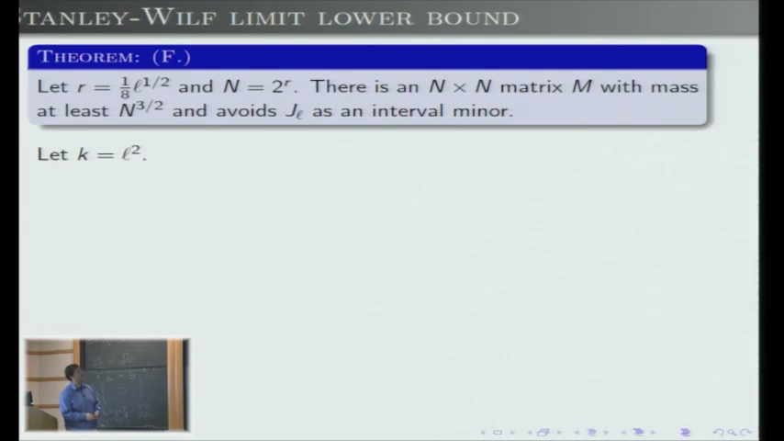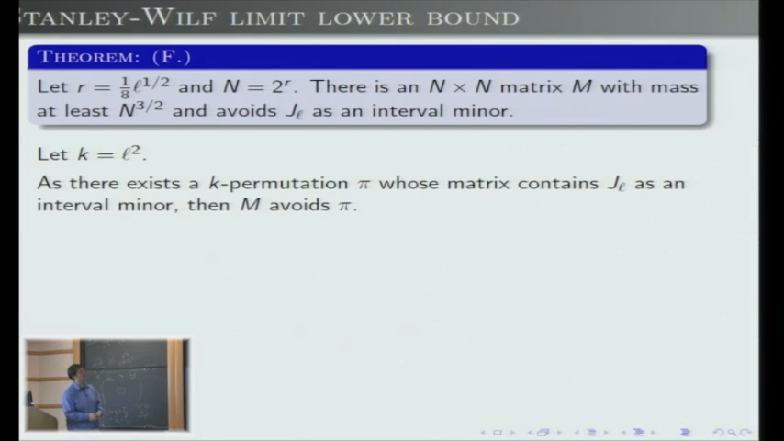So let k be L squared. And there's going to be a k-permutation pi we saw earlier whose matrix contains J_L as an interval minor. And since this M that we constructed avoids J_L as an interval minor, it's also going to avoid pi, because this pi that we picked has to contain J_L as an interval minor. Hence, the extremal number of n versus pi. Now, n is this particular number, which is exponential in L to the 1/2. Therefore, it's exponential in k to the 1/4. This extremal number is at least n to the 3/2.